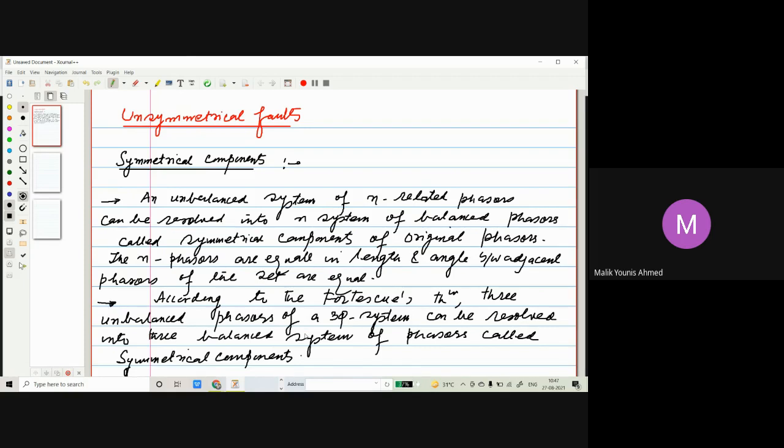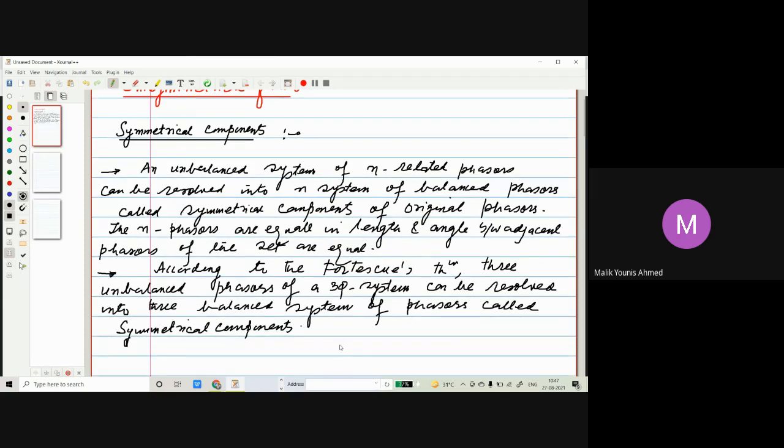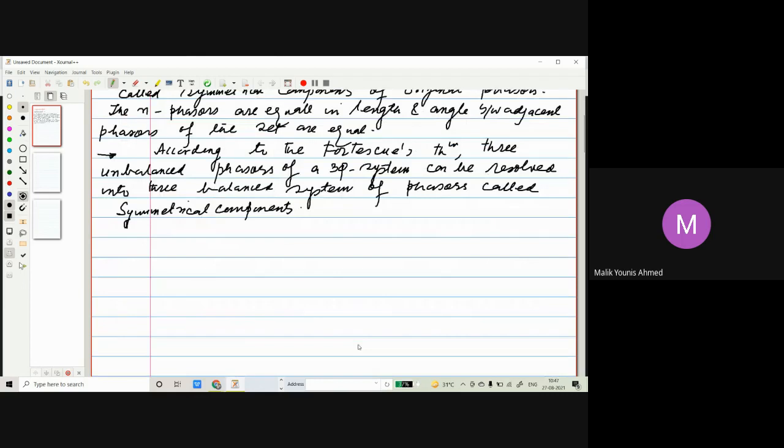So Fortescue has given the theorem for the three-phase system. If we have an unbalanced three-phase system, it can be resolved into three balanced systems of phasors called symmetrical components. Each unbalanced phasor will be resolved into three balanced phasors, so in total, for a three-phase system, we will have nine balanced phasors. That's very clear, so I can write it here.